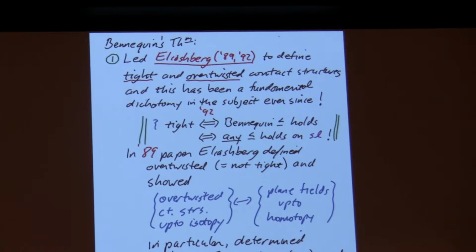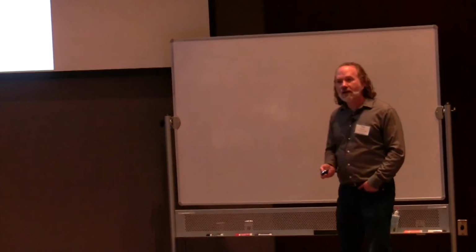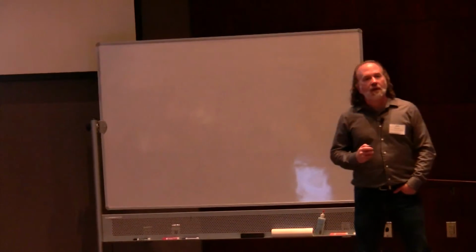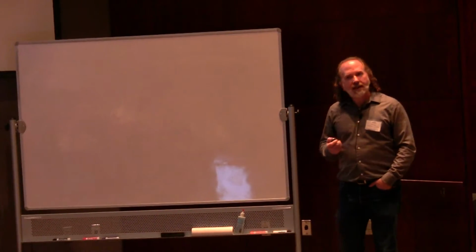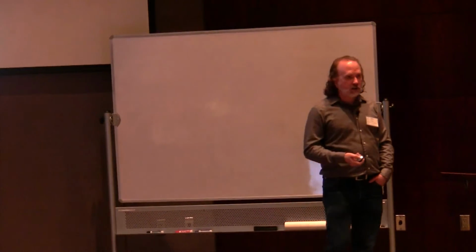So Bennequin's theorem led to Eliashberg's work, but it also led to the fact that there are surprisingly subtle connections between tight contact structures and the underlying topology of the manifold on which they sit. In particular, you can use tight contact structures to get lower bounds on the genus of Seifert surfaces for knots. That's a notoriously hard problem in topology. Nowadays we have tons of ways of studying that, but back in the 70s and 80s, this was a very hard problem that people really didn't know an awful lot about. And contact structures at least gave you a way of getting bounds on what that genus might be. So this is the first indication that there were interesting subtle connections between contact geometry, at least tight contact geometry in dimension 3, and the actual topology of the manifold on which they sit.